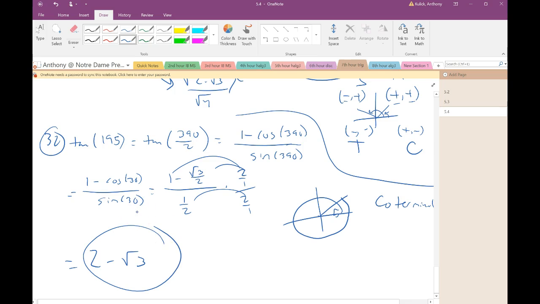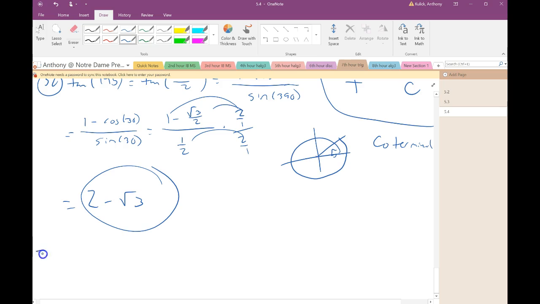So we end up with 2 minus the square root of 3. What do you guys say? Okay to that? Cosine of 75 is cosine of 150 over 2. Oh, sure.